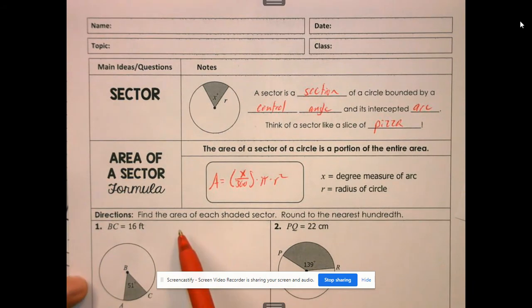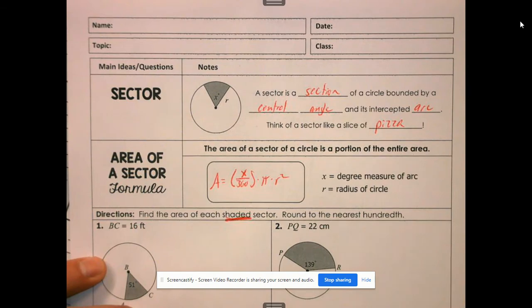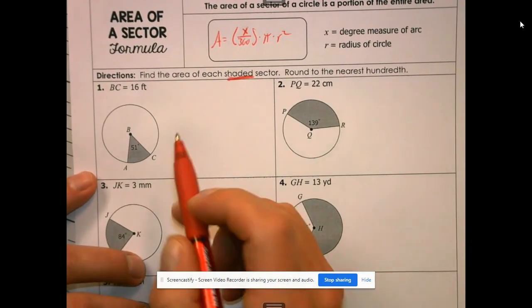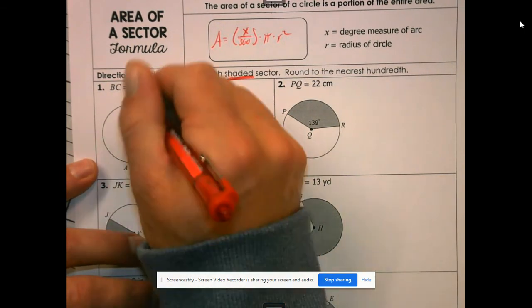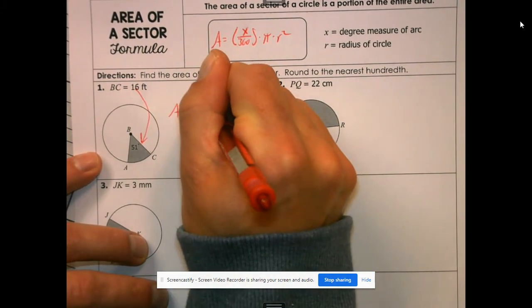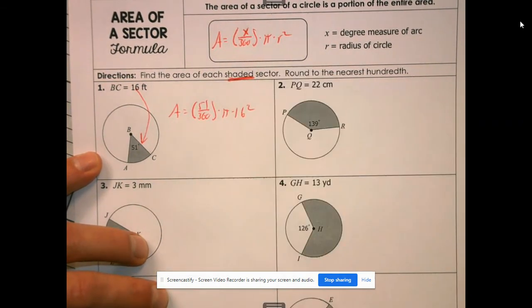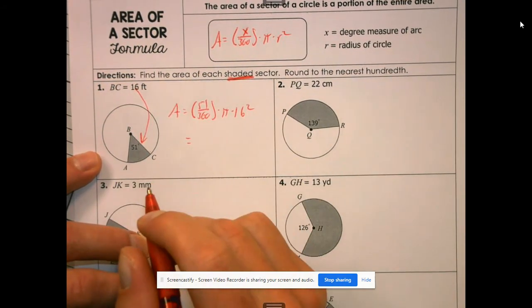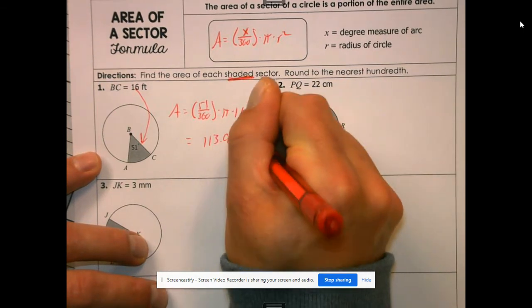All right, directions. Find the area of each shaded sector. Remember, shaded, not the white part, the shaded part. Round to the nearest hundredth. All right, so two pieces we need. We need the radius and we need the central angle, right? So BC, B to C, that's our radius right there. That's our central angle. So area, 51 divided by 360 times pi times radius squared. If you type that in exactly how it looks, put this in parentheses, the answer comes out to be 113.94 square feet.